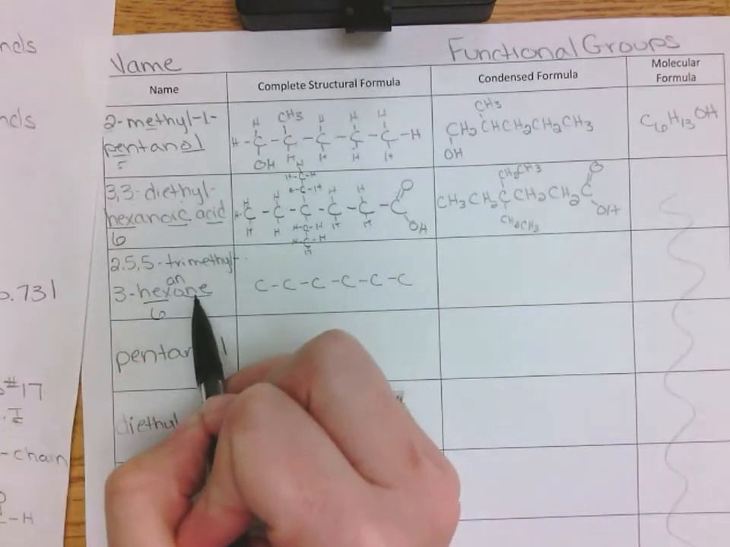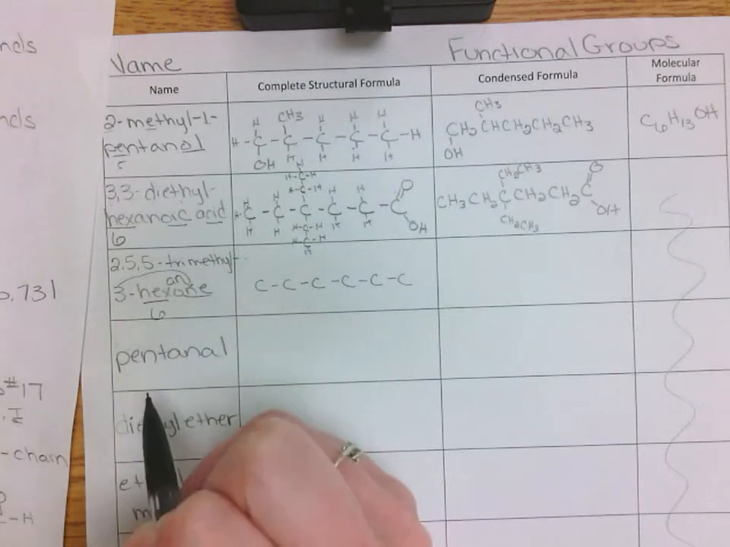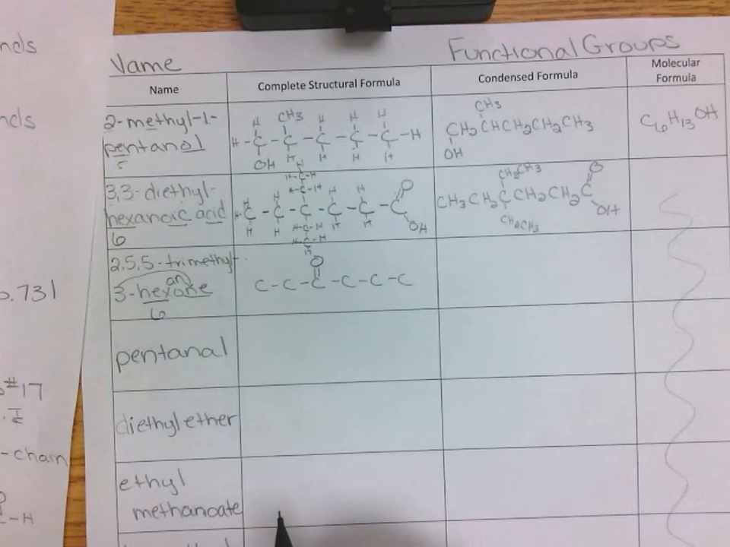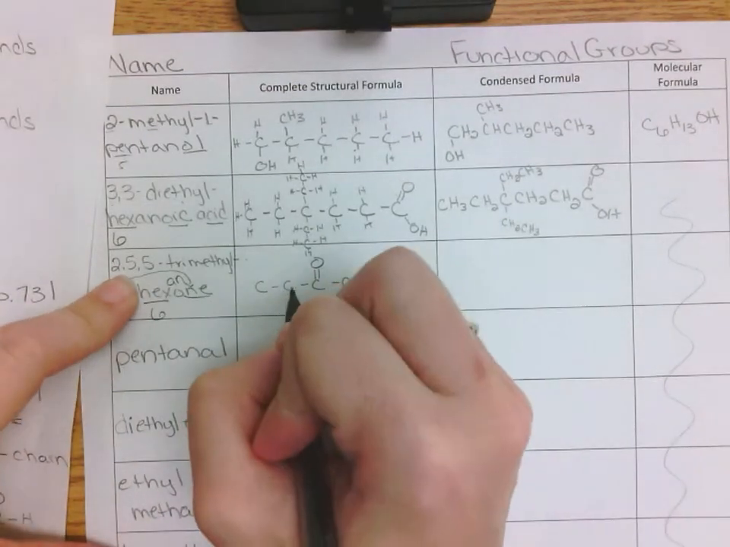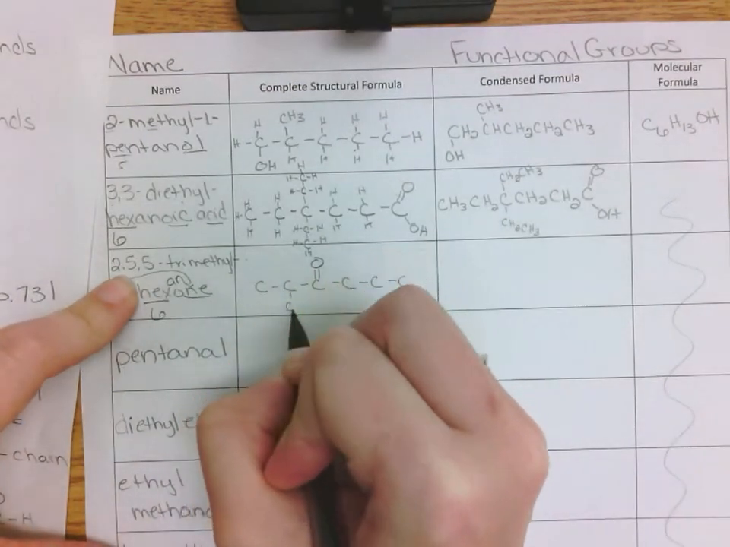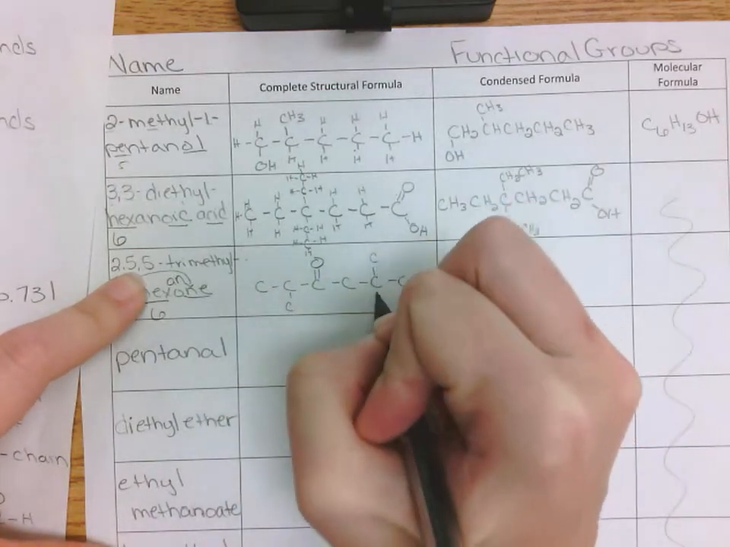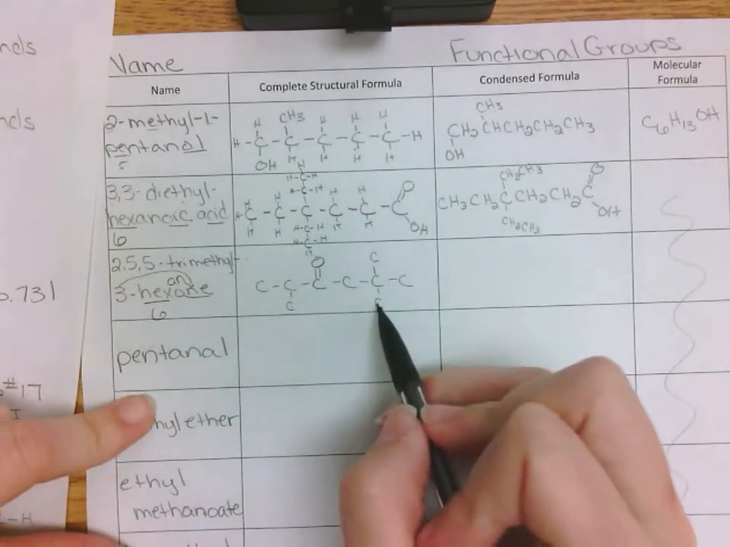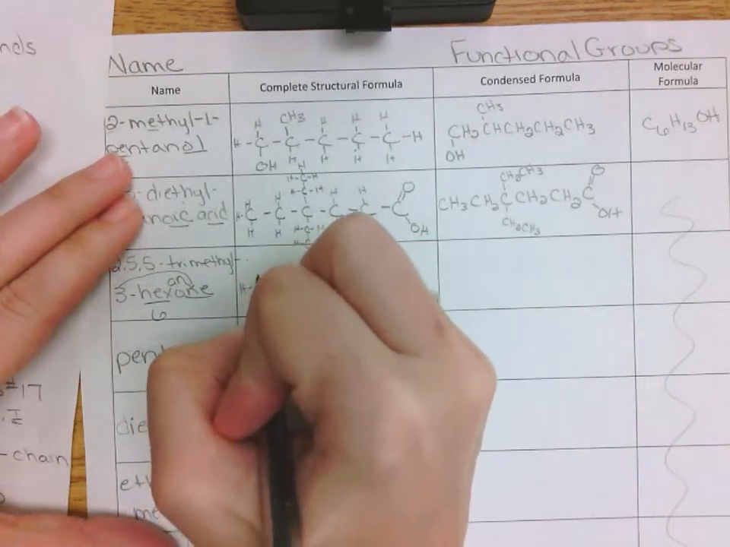So if it's in the middle of the chain, I need to know where. So I'll go back to this. This 3 tells me my ketone. So on the third carbon, I'm going to put a double bonded oxygen. I also have a 2,5,5-trimethyl. So on the second carbon, I have a methyl, which is 1. And then on the 5th carbon, I have a methyl on top and a methyl on bottom. So that takes care of my 3 branches and my functional group. So now I need to add my hydrogens.